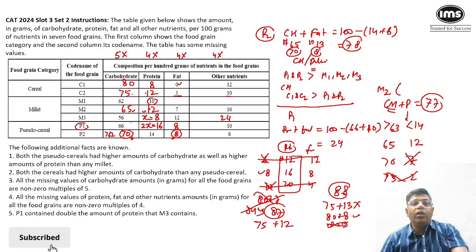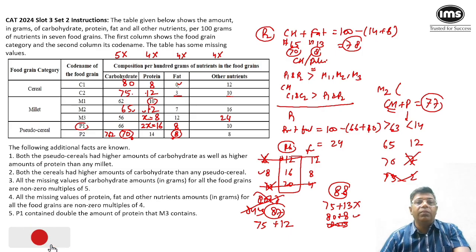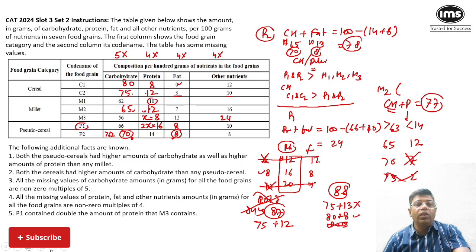So by and large, we know all the values of carbohydrate, protein. Similarly, we can accordingly calculate fat and other nutrients. So now we are good to solve the questions. Let's proceed to the questions one by one.